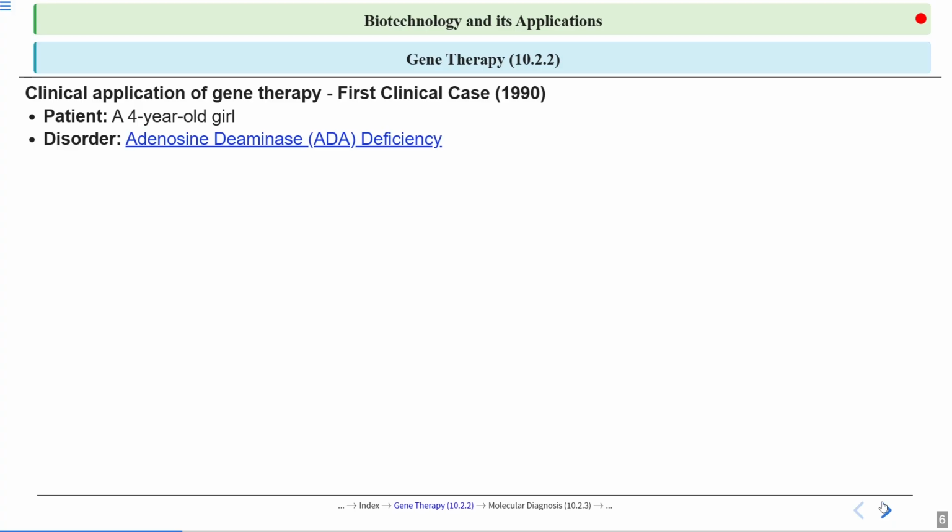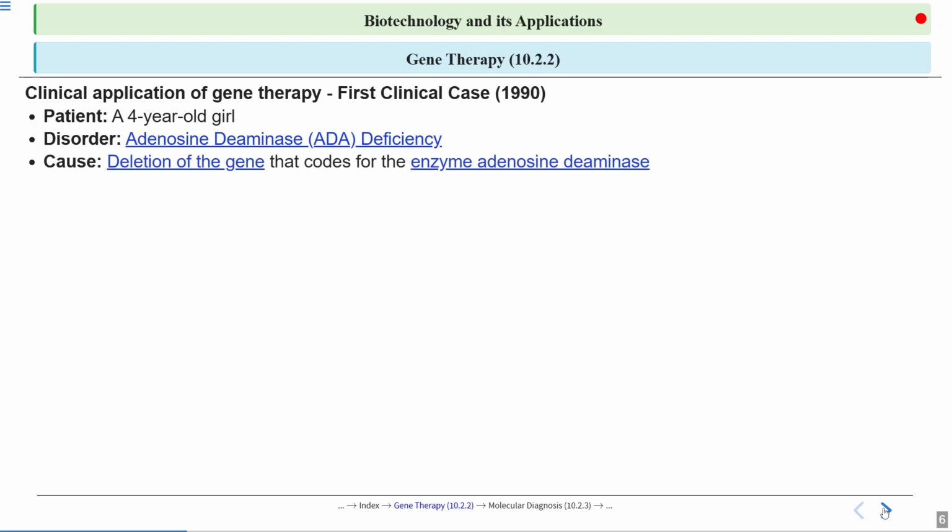So, what actually happens if you have this deficiency? Your immune system is not going to mature and it is not going to function properly. And what was the cause? Why did this disorder happen? This deficiency happened because the gene which encodes this enzyme, adenosine deaminase, has been deleted in that girl. It is not present in that girl.